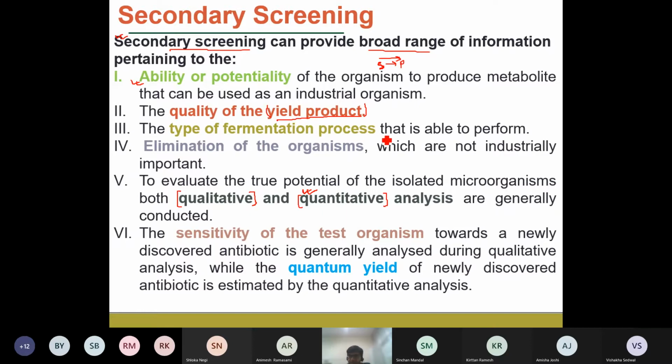Then there is the type of fermentation process. We have seen that if the organism grows in the presence of oxygen or air, then it is aerobic. If it produces in the absence of oxygen, then it is an anaerobic process. And then we have the batch type fermenter, the fed batch, and then the perfusion, right? So in which fermenter systems they will be able to produce, that type of information is determined in the secondary screening. And then there is another thing, which is elimination of the organism.